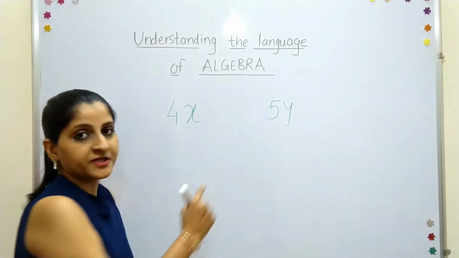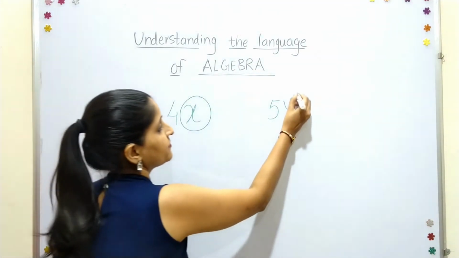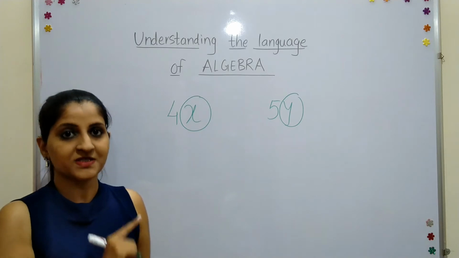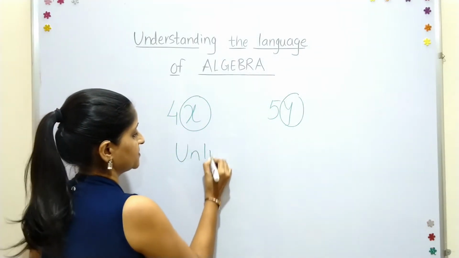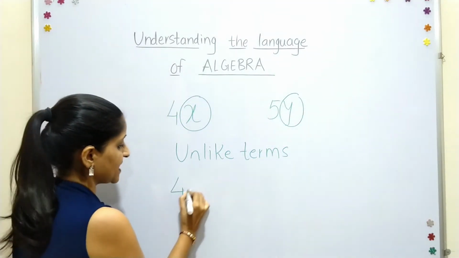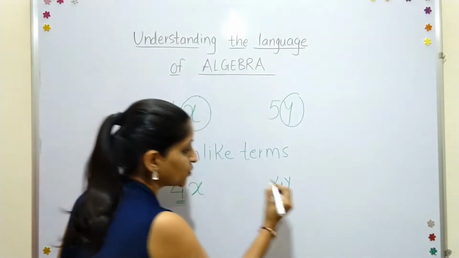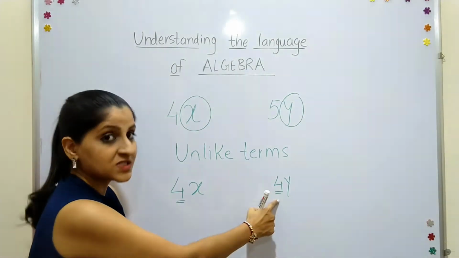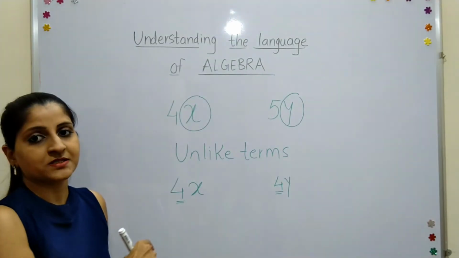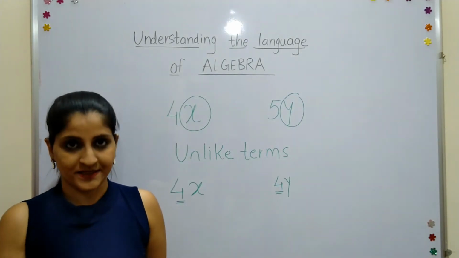Now I have written two different algebraic terms on my board. 4x has a variable x, 5y has a variable y. Both of them have two different variables, and that's why they are called unlike terms in algebra. Even if they have the same constant, supposing 4x and 4y, even though they are two different algebraic terms with the same constant, the variable will be different, so they will still be called unlike terms. So 4x and 4y in algebra are also called unlike terms.